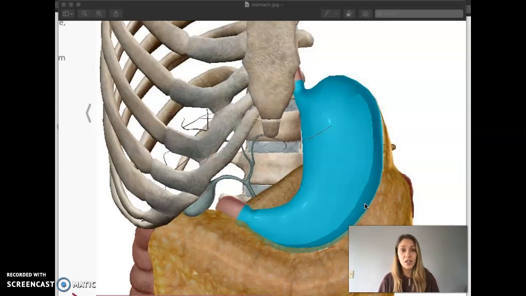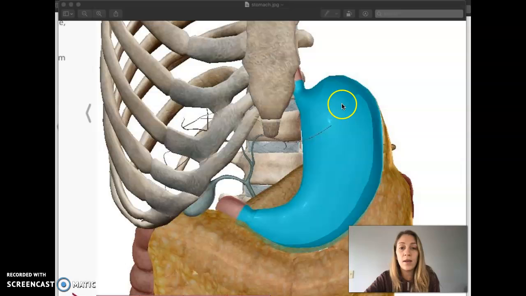The main function of the digestive system is to essentially digest foods and convert them to different forms so we can absorb the nutrients into our body to tissues and cells that need it. So the digestive system is made up of the digestive tract and accessory organs. The organs that I will be talking about today are the stomach, the liver, and the small intestine.